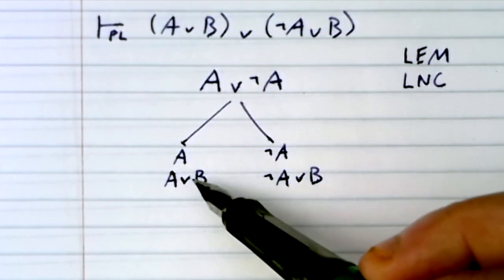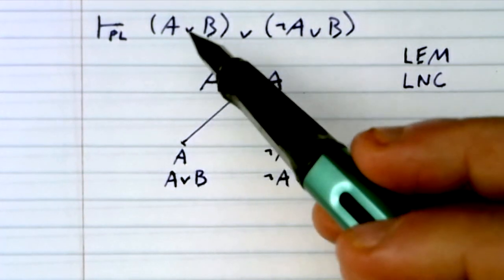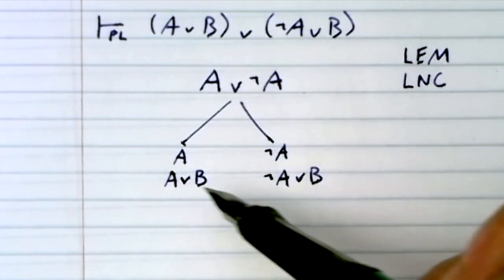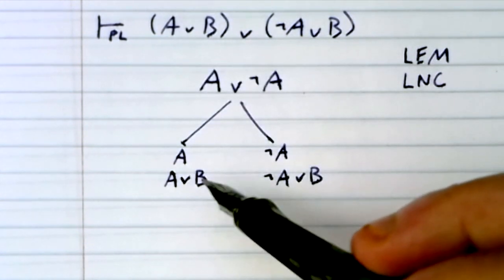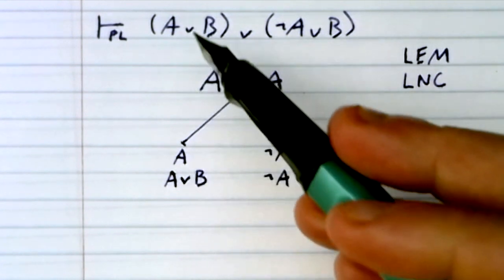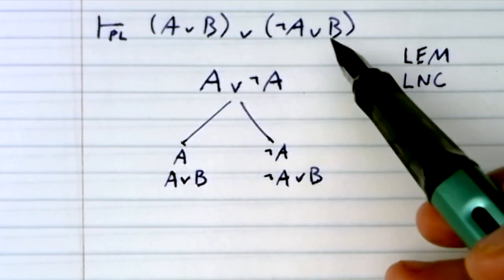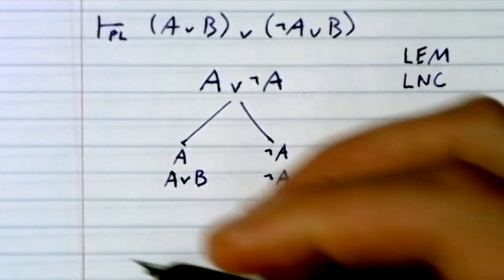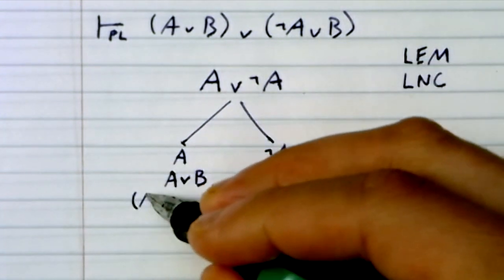So you can just add the missing disjunct in the final formula to the one you have on each side. So in this case, we have A or B. We're missing not A or B, but by disjunction introduction, technical name.